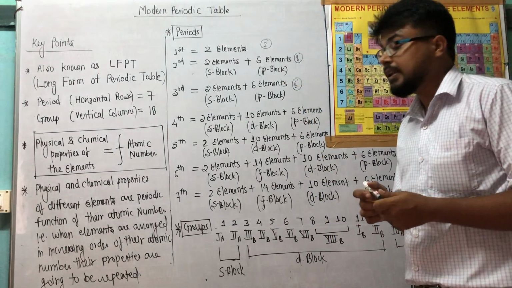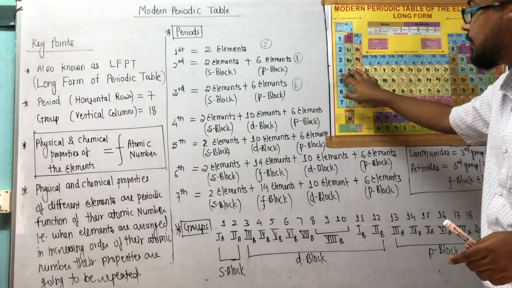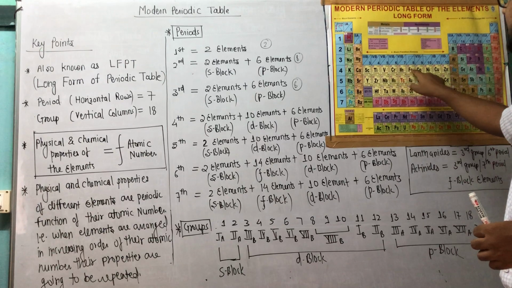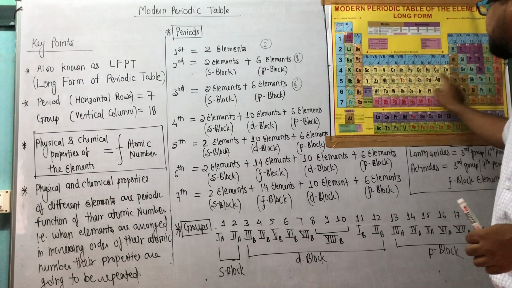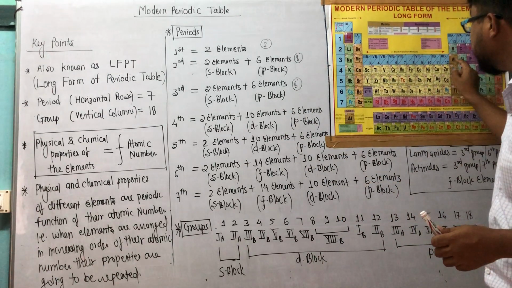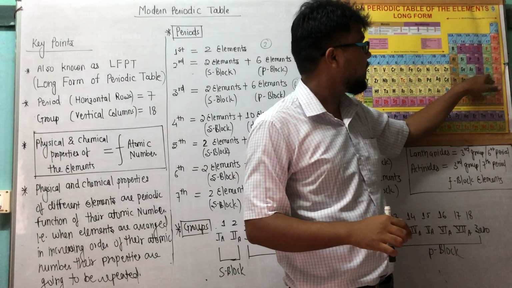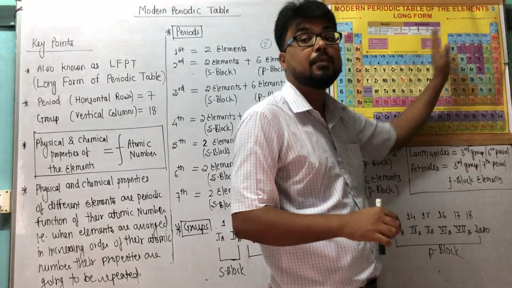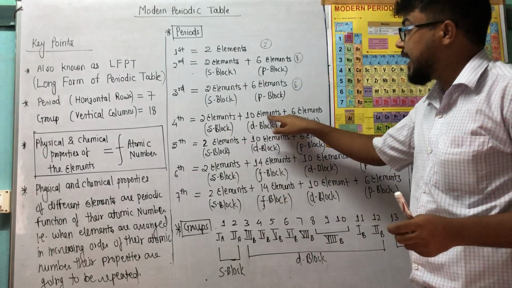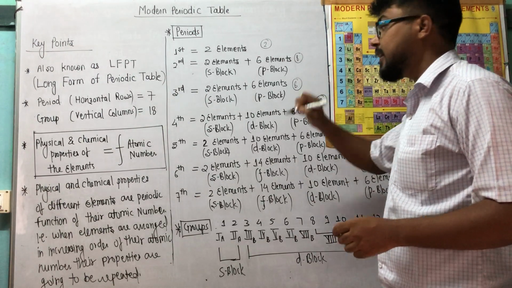Now for the fourth period, a little change. In the fourth period, 2 elements are from the S block, potassium and calcium, and 10 elements from the D block: scandium, titanium, vanadium, chromium, manganese, iron, cobalt, nickel, copper, zinc. This portion is the D block area, with 10 D block elements. And again from gallium to krypton: 31 gallium, germanium, arsenic, selenium, bromine and krypton. This is the P block area. So 2 elements from the S block, 10 from the D block and 6 from the P block. The total is 18 elements, correct?